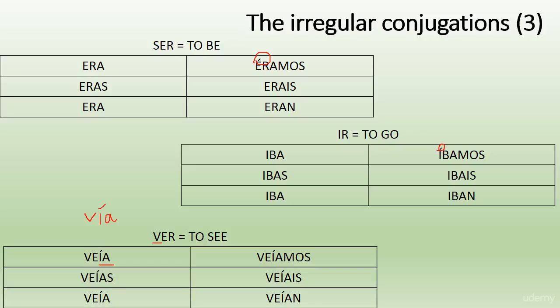And so there you have it. The 3 irregular conjugations. Every other verb, again, in the entire Spanish language, follows the regular conjugation patterns that we've already seen in the imperfect tense.